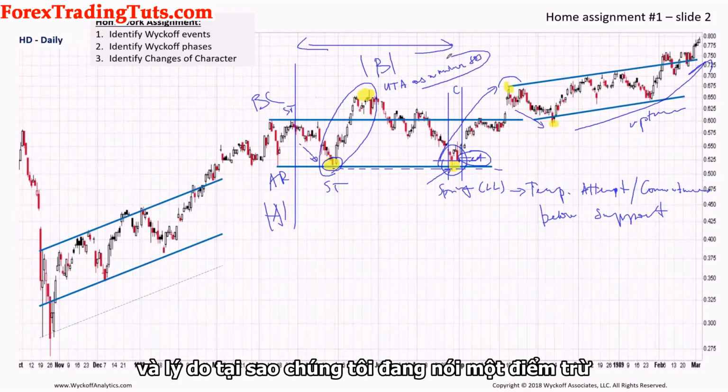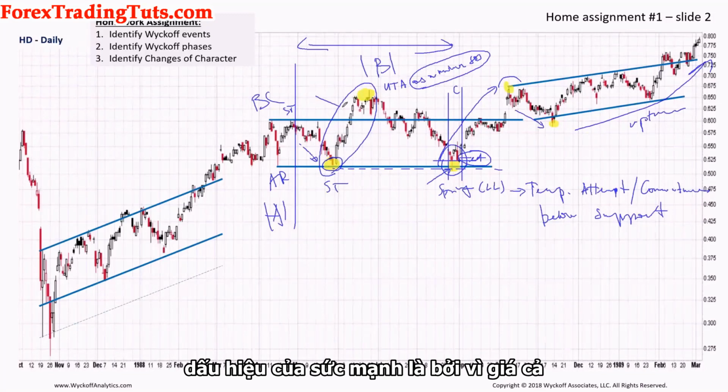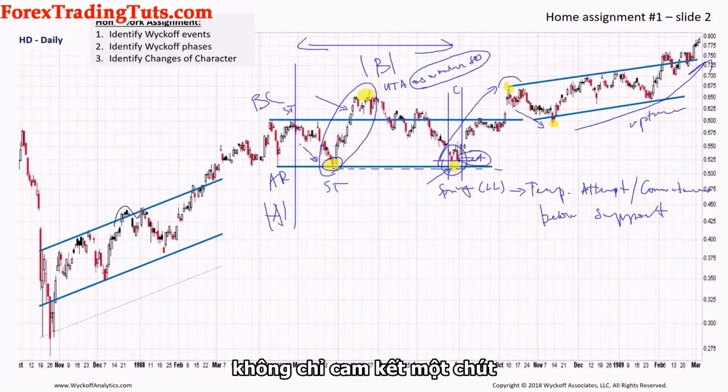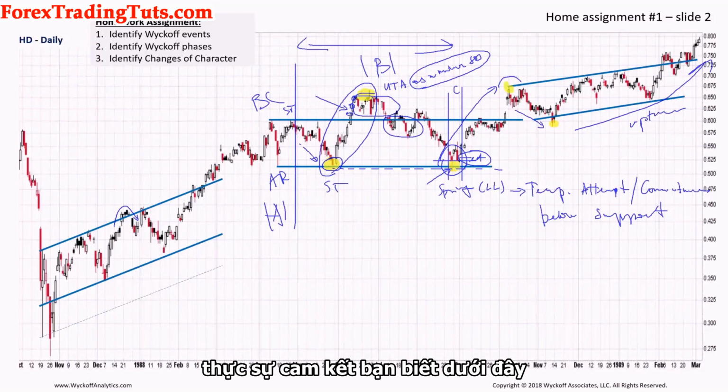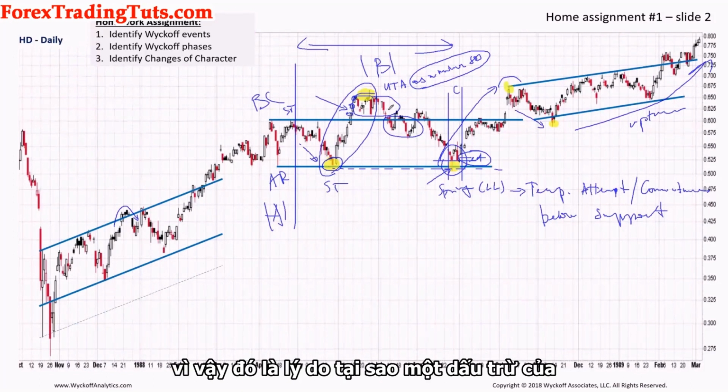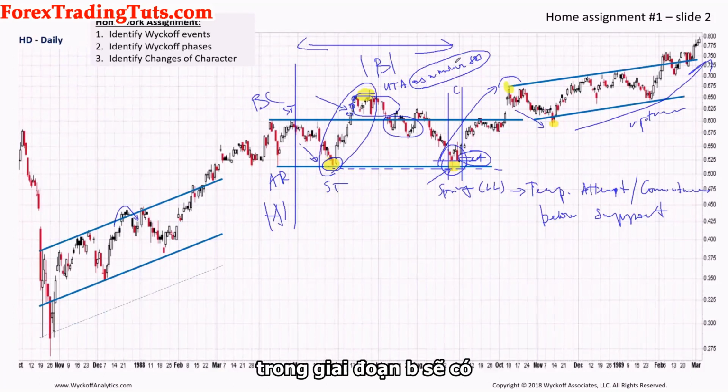And the reason why we're saying a minor sign of strength is because the price commits significantly to the upside. It doesn't just commit a little bit. It commits quite significantly. Look at the 3 closes above, and then the price spends so much time above here before it actually commits below. So that's why a minor sign of strength. Not every rally in phase B is going to have the characteristics of a minor sign of strength. This is going to be more of the exception rather than the norm.